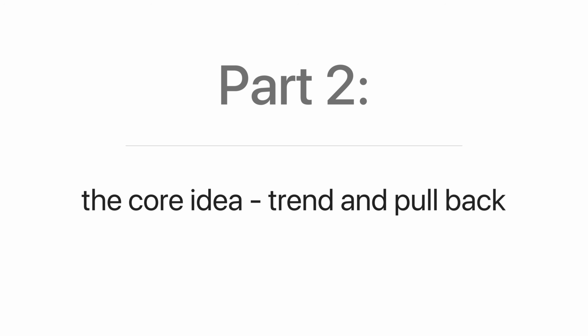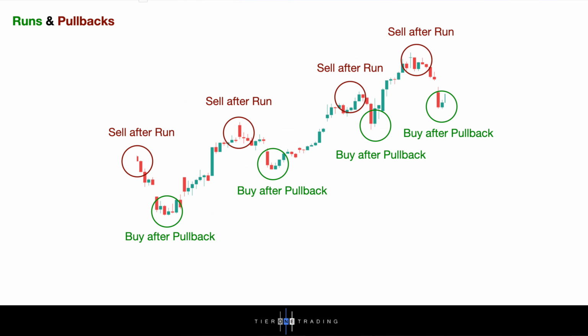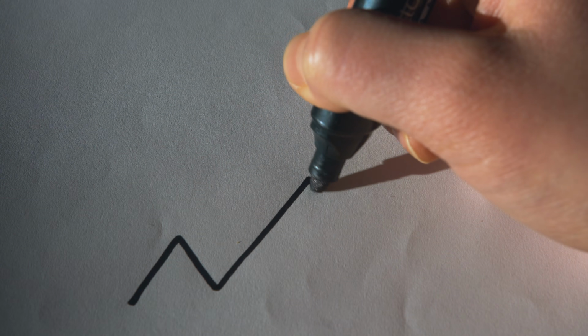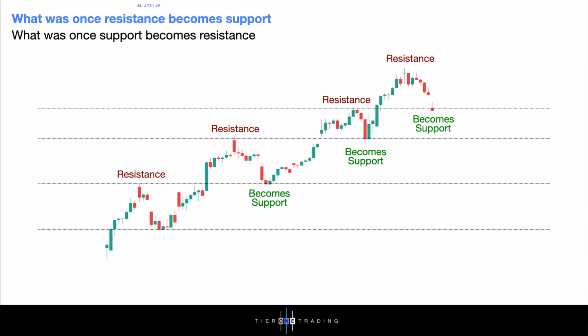Part 2. The core idea, trend and pullback. Now here's the core concept that sits behind most successful trading strategies. Trade with the trend and enter during pullbacks. Let me explain how this works. When a market's trending upward, buyers are generally in control, but price doesn't move up in a straight line. It moves up and then it pulls back and then it continues higher. And those pullbacks represent temporary pauses in the trend.